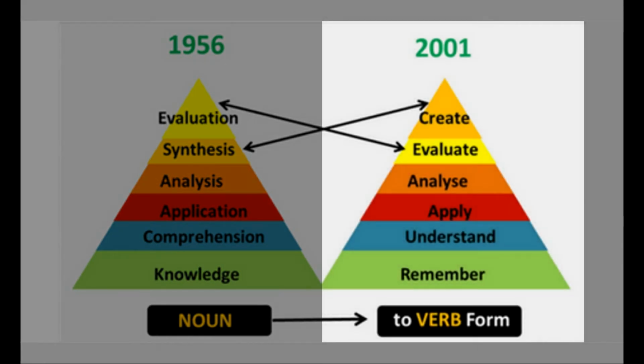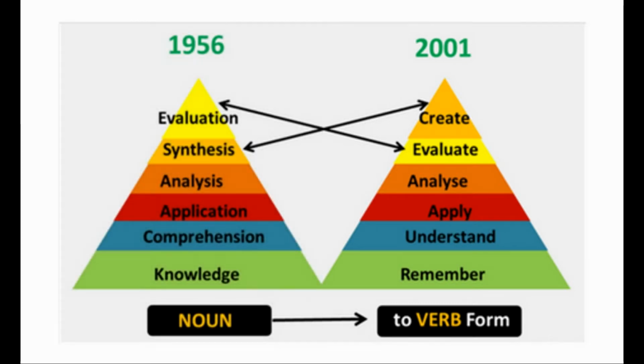But in 2001, one of the students of Bloom actually revised the Bloom's taxonomy. So from noun changed to verb form. Knowledge becoming remember, comprehension becoming understand, application becoming apply, analysis becoming analyze, synthesis becoming create, and evaluation becoming evaluate.